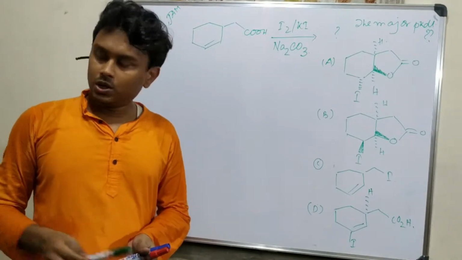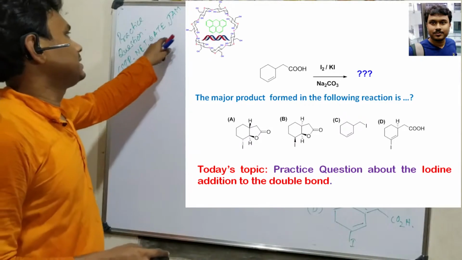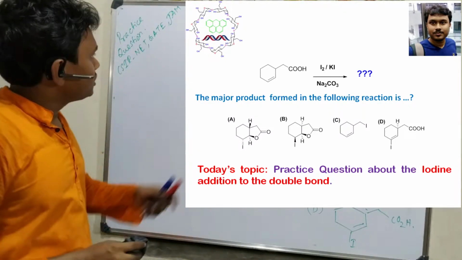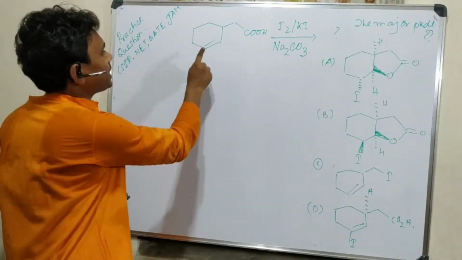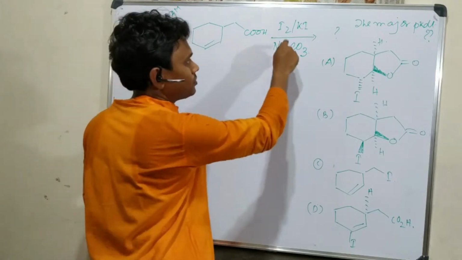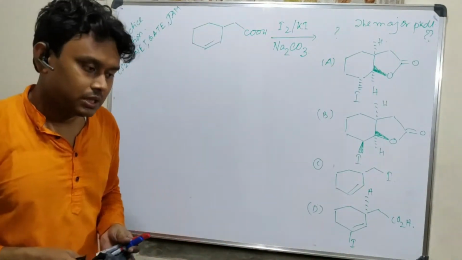I am Tanmay. So today we will discuss a practice question for exams like CSIR-NET, GATE, JAM, etc. The question is the reaction of a carboxylic acid containing a double bond with this reagent. What is the major product? They have asked, and 4 options are given.